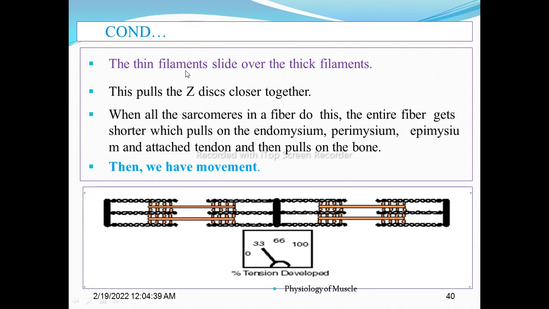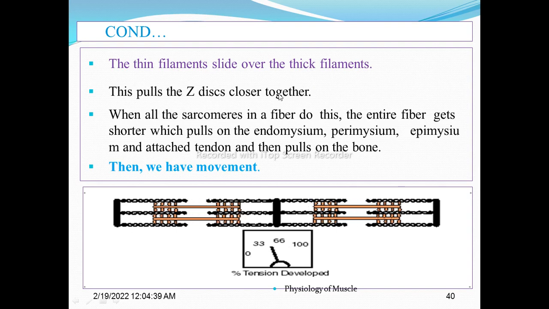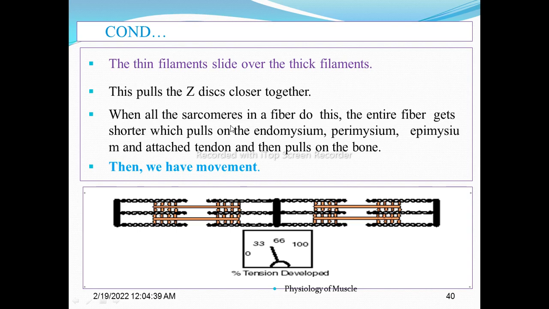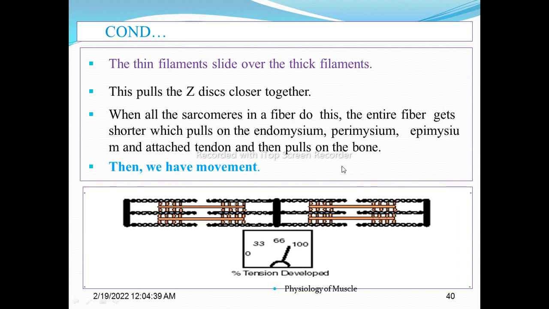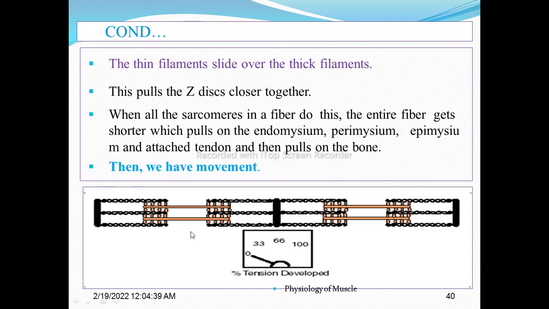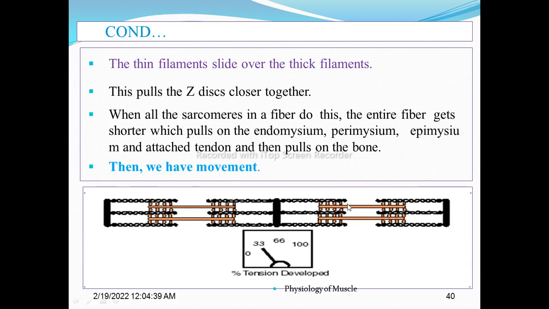So the thin filament slides over the thick filament. This pulls the Z discs close together, or the sarcomeres close together. So when all sarcomeres in a fiber do this, the entire fiber gets shorter, which pulls on the endomysium, perimysium, epimysium, then the attached tendon, then pulls the bone. So when the bone is pulled, movement occurs. So this is known as the sliding filament hypothesis. So this is actin, this is myosin.